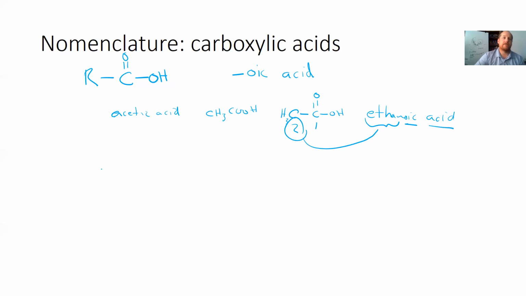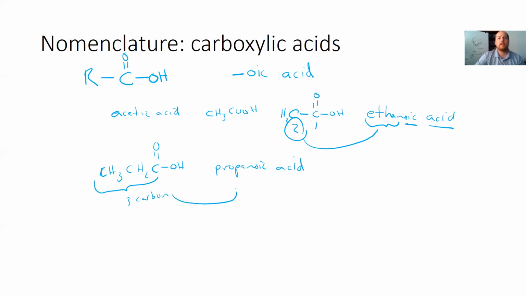So the 2 carbons says ethan, and then you've got the oic acid. And so you could have CH3, CH2, C double bond O, OH, which would be propanoic acid. Again, you're taking this 3-carbon chain, that's your propan, and then your oic acid. Okay, so that's your carboxylic acids naming.